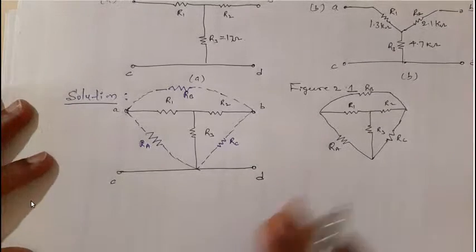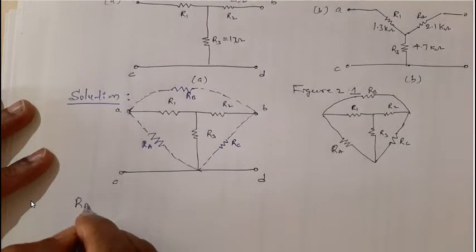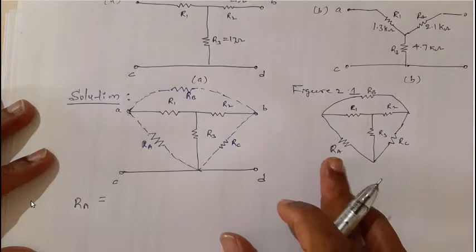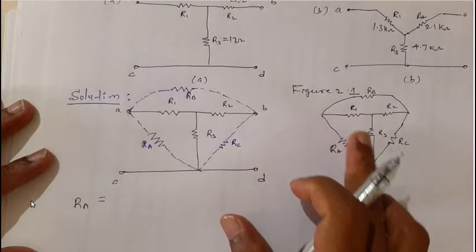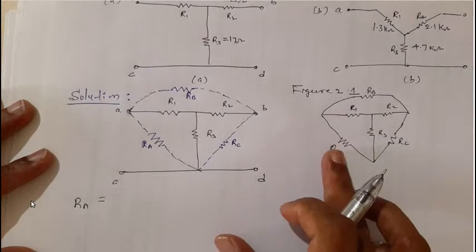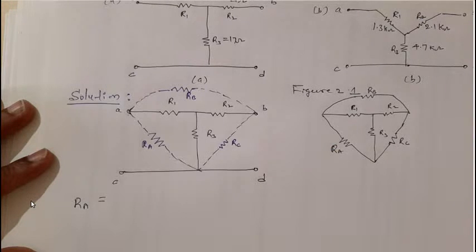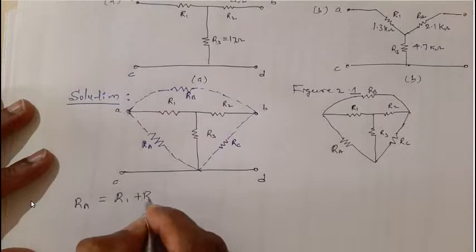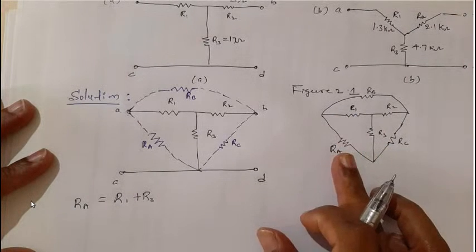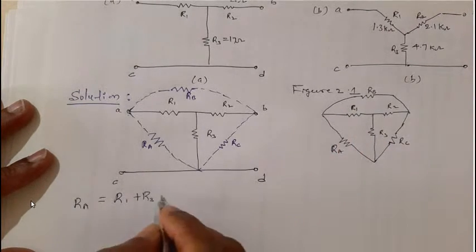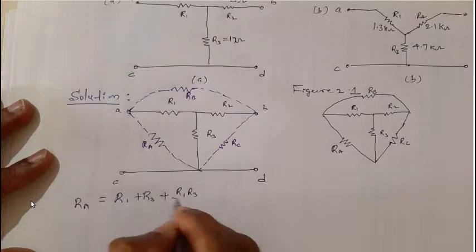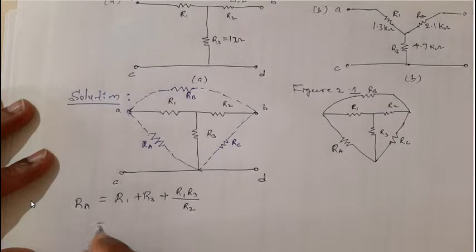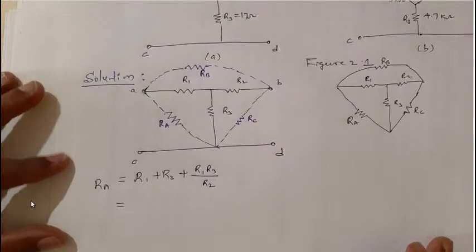Now RA is equal to, how do we write? RA is going to connect two resistors. It has been connected directly to 2 resistors, one is R1 and another one is R3. Both are connected to RA. You can remember it like this: R1 plus R3, the 2 resistors which are connected to RA, plus R1 R3 divided by the resistor which is not connected, that is R2.